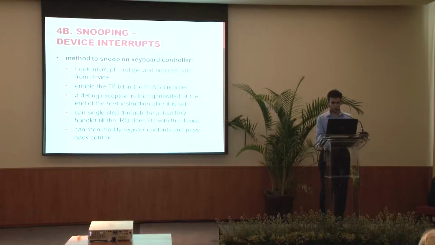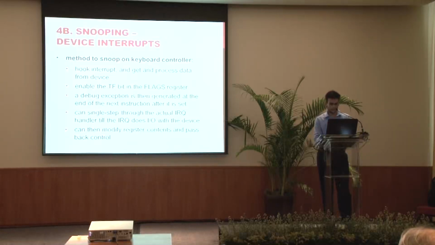from the keyboard. One particular method I thought of to snoop on the keyboard controller is that you can hook the interrupt and get and process data from the device, anything you want. Then once you're exiting the interrupt and handing control to the interrupt used by the OS, you can enable the TF bit in the flags register. The TF bit specifies that a debug exception is to be generated after each instruction. You can then effectively single step through the actual IRQ handler till the IRQ does IO with the device. And then you can modify register contents and pass back control. So the IRQ handler would do a read from 60 again. You'll pass the read from 60, and then you'll put back in the register the content the controller actually returned. And then you can pass back control to the keyboard handler, to the IRQ handler.